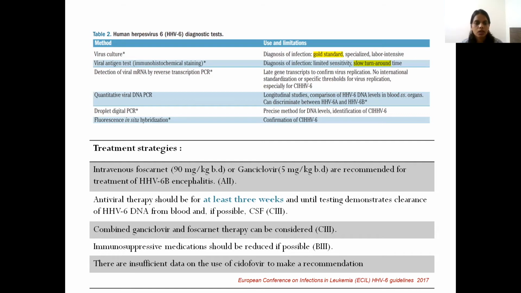Treatment strategies for HHV-6B: IV foscarnet at a dose of 90 mg per kg twice a day, or ganciclovir 5 mg per kg twice a day, is recommended for the treatment of HHV-6B encephalitis. The therapy should be given for at least 3 weeks and until testing demonstrates clearance of HHV-6 DNA from blood and, if possible, from the CSF. Combination of ganciclovir with foscarnet therapy can be considered if either agent fails. Immunosuppressive medication should be reduced if possible.